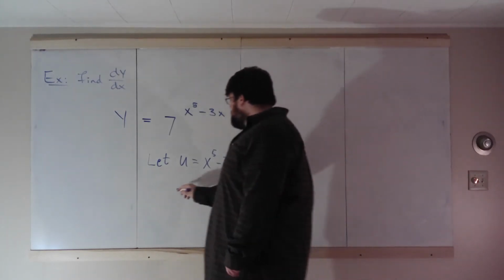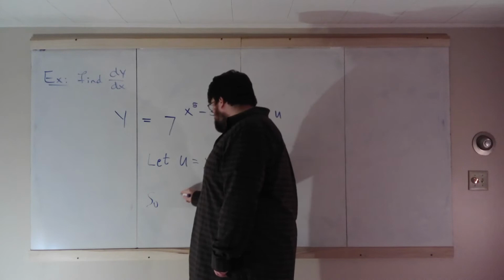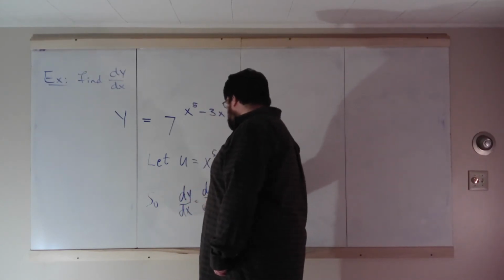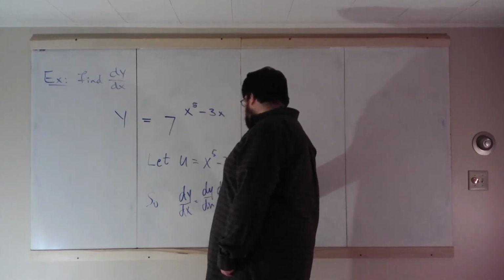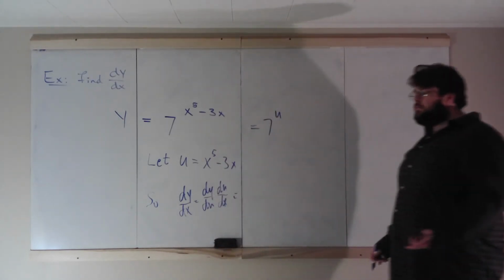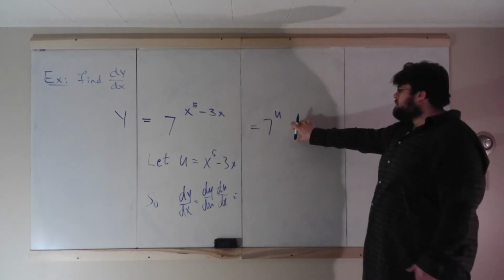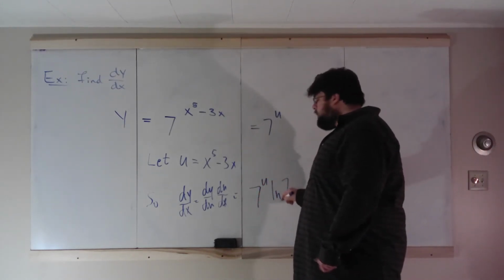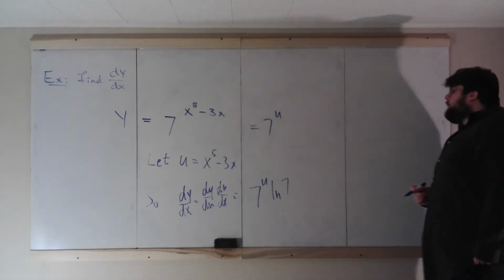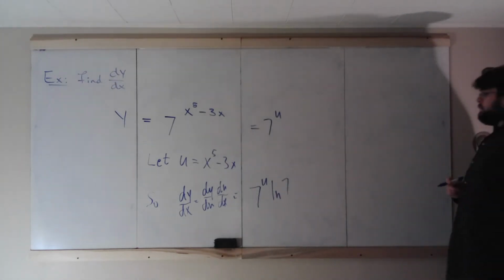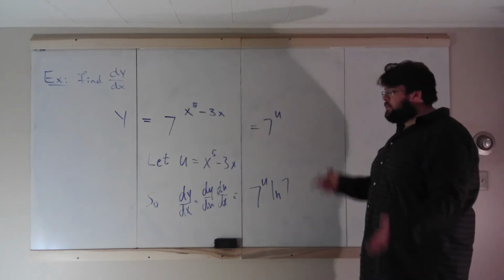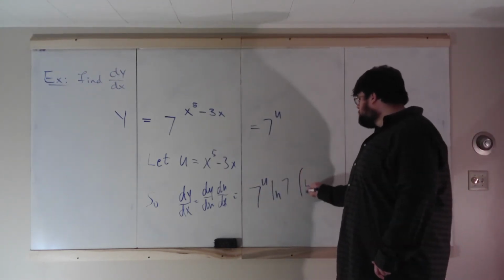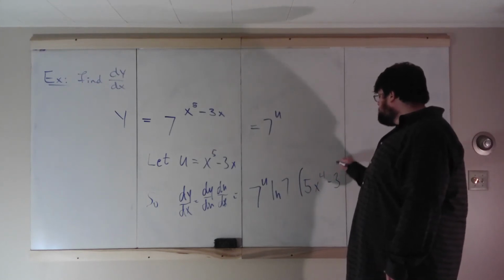So dy/dx, I should probably just not erase that. dy/du times du/dx. What's dy/du? Well, use the chart. 7 to the u log 7. You can't use the chart in a test. 7 to the u, natural log of 7. So here's dy/du. What's du/dx? Well, it's just 5x to the 4 minus 3.